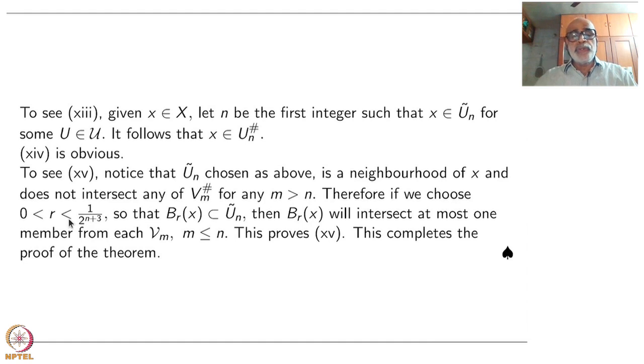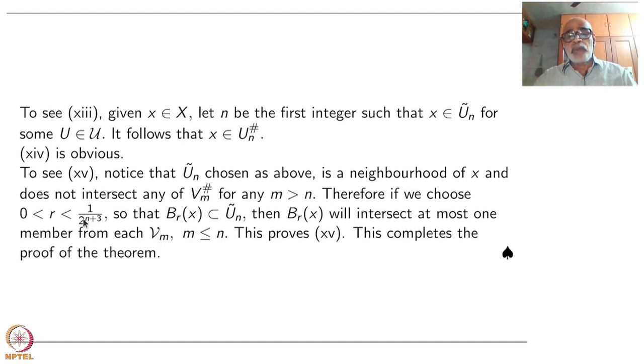Therefore, if we choose 0 less than r less than 1 divided by 2 power n plus 3, then this ball Br(x) will be contained inside Un twiddle. I want to say r must be less than this, it may be even smaller, so that Br(x) is contained in Un twiddle, because Un twiddles are open subsets, neighborhoods. Then Br(x) will intersect at most one member of Vm, because m less than or equal to n, n less than or equal to m, both of them it cannot be.